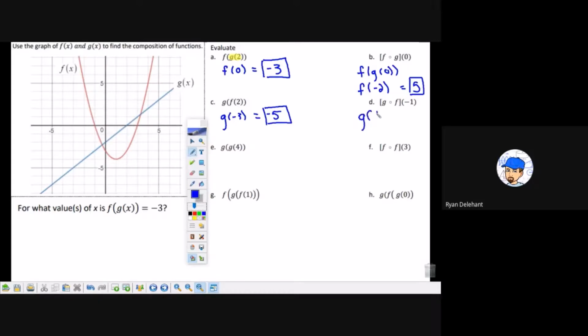So g of f of -1. So we've got to find f at -1. So f is the red function. So we go to -1, and we see the y value 0. So this is really asking me g of 0. So at 0, we're going to trace down to g, which is the blue function, which is at -2. So the answer to this composite is really -2.